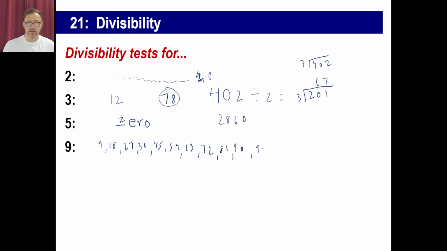Now you can go to 99. If you didn't know this, you should know that that's 9 times 11, of course. But if you went, okay, 9 plus 9 is 18. Is 18 divisible by 9? Yeah, it is. So that's also divisible by 9. You could do any number you want.